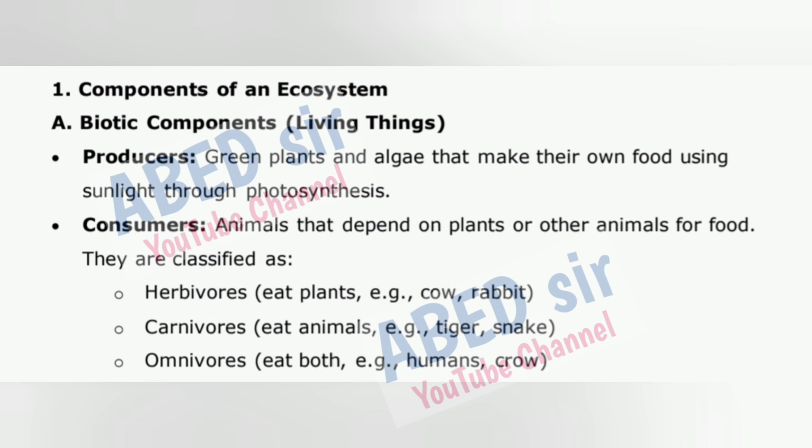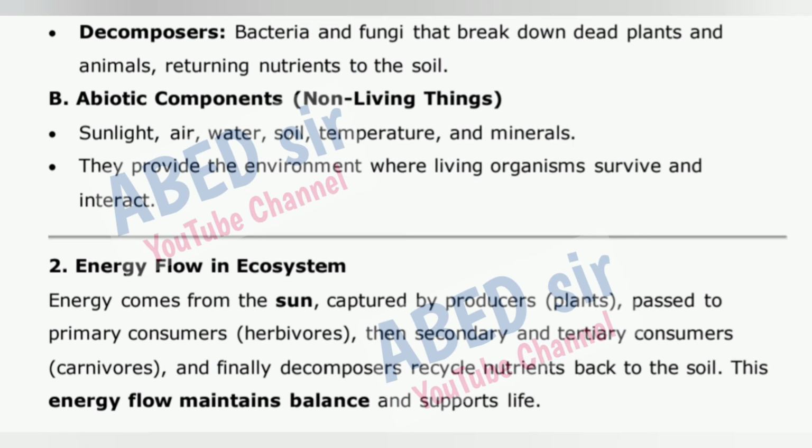They are classified as herbivores, eat plants, example, cow, rabbit. Carnivores, eat animals, example, tiger, snake. Omnivores, eat both, example, humans, crow. Decomposers, bacteria and fungi that break down dead plants and animals, returning nutrients to the soil.